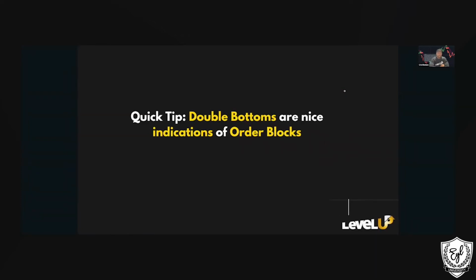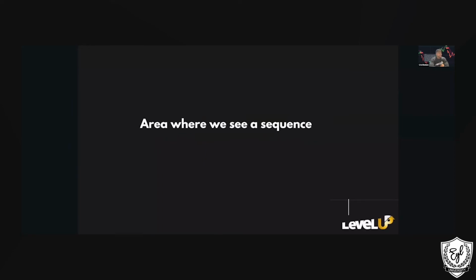Next, quick tip: double bottoms and also double tops are nice indications of order blocks, right? So chart patterns have some sort of correlation when it comes to order blocks as well, right? So it's definitely critical for you to understand that. Another quick tip is that you're going to see that order blocks will definitely create a sequence. An order block, you're either going to see a sequence of what?